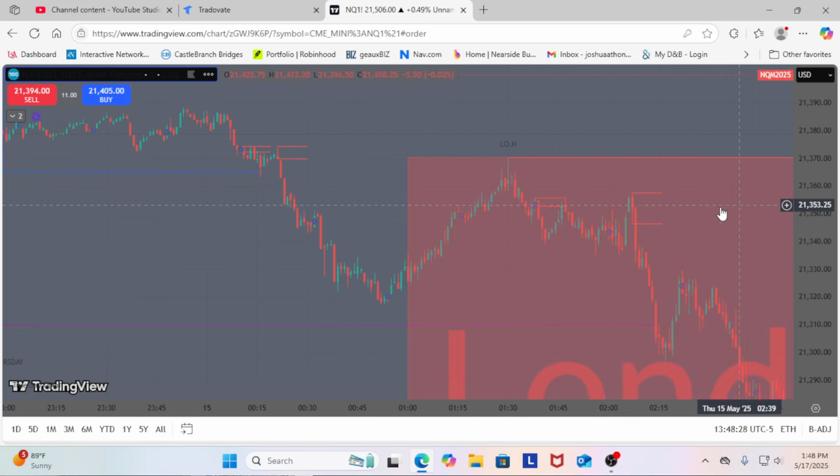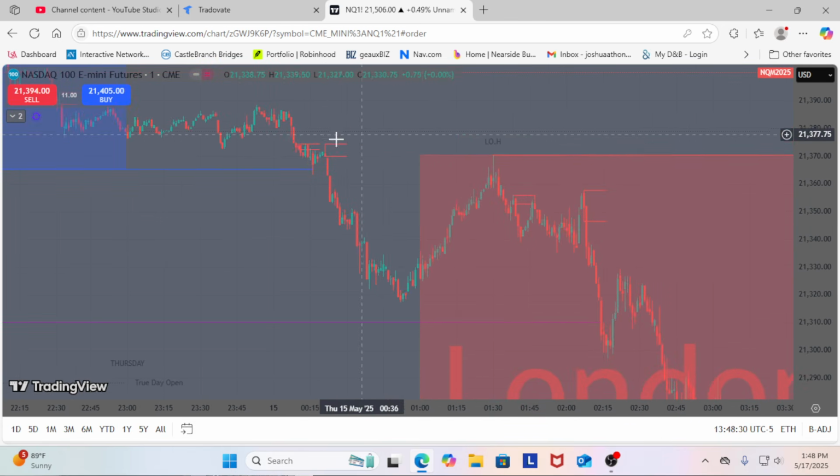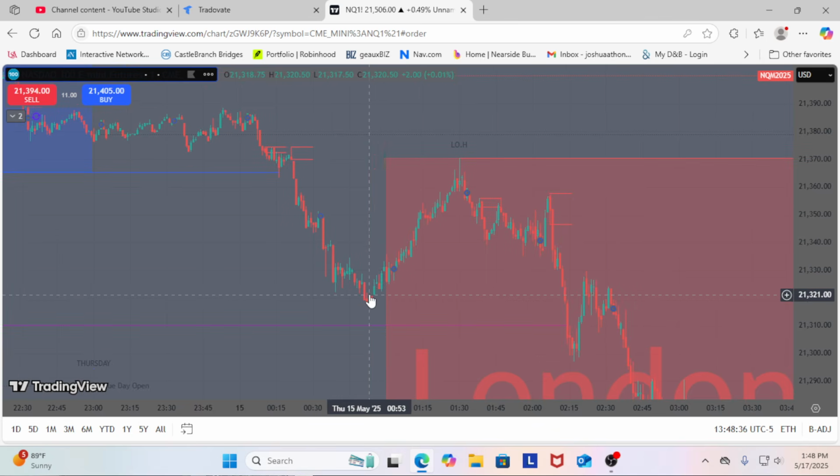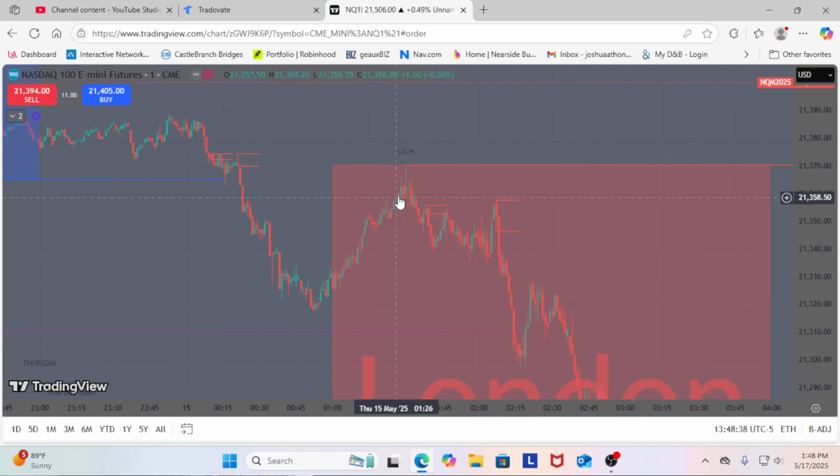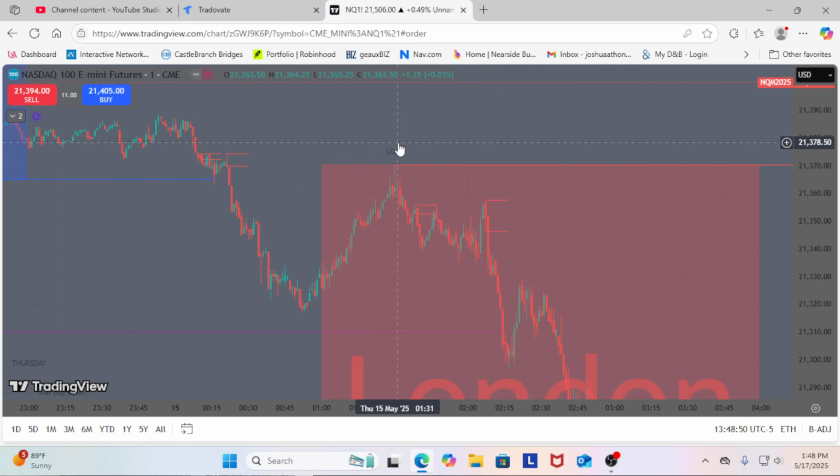All right. What does price like to do? Revert back to the true day open. So it falls down here. We don't get a demand zone printed, but it does come back up. Price comes back up. London session almost hits, let's see, 378 to 370. That's about 8 points right there, guys. It doesn't quite hit the true day open, but it comes close to it.